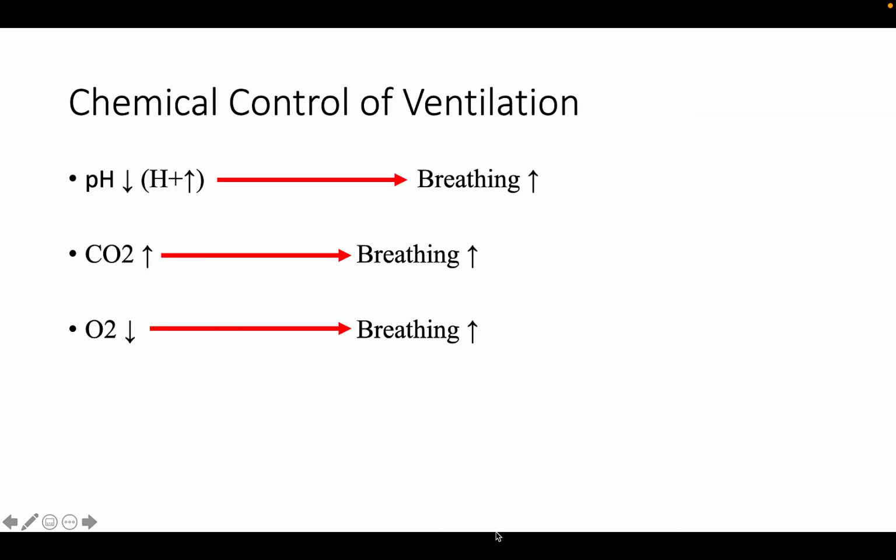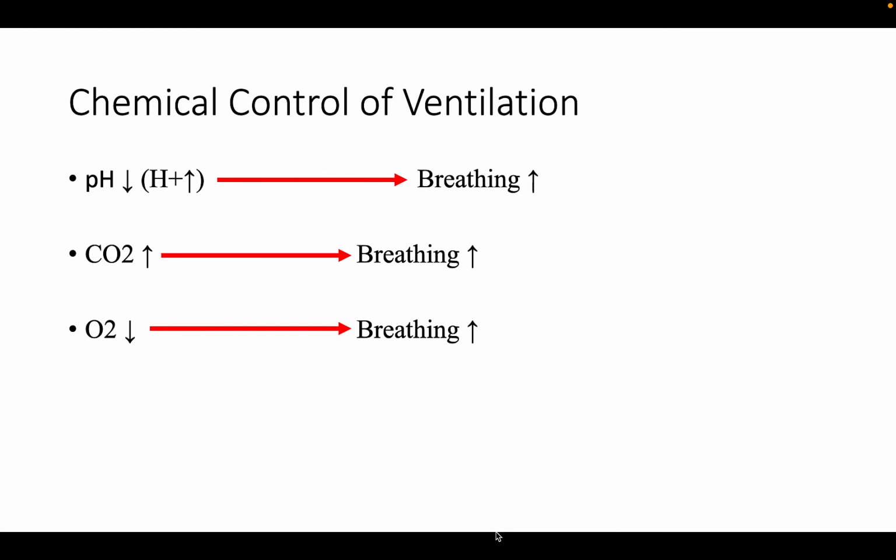And just as a nice little summary, for chemical control over ventilation, our pH is going to go down, which means our hydrogen ions go up, and this will increase our rate of breathing so as to move more carbon dioxide out of the body via exhalation. If carbon dioxide levels go up in the blood, same thing. Breathing's going to go up. If oxygen levels drop, we want to get more oxygen into the body, so we're going to also breathe more. And all of these things can be flipped.